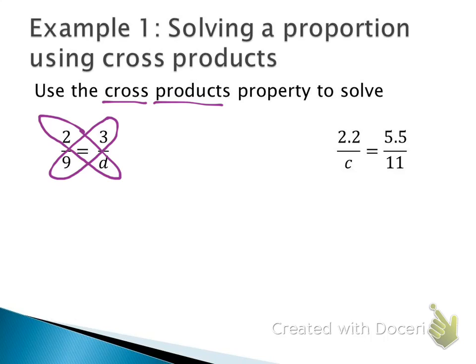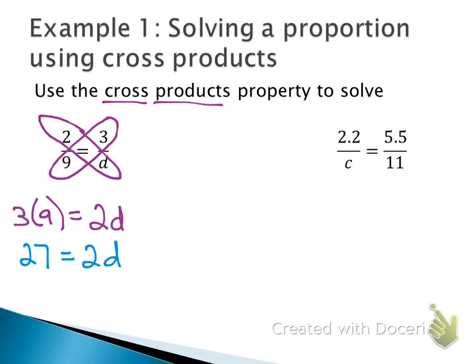All right, so we have 3 times 9 equals 2 times d. Do you agree that 2d, if I just write it like that, is showing multiplication? You should, right? We all should know at this point that 2d means that I'm multiplying 2 times d. Okay. All right, so now 3 times 9 is 27 equals 2d.